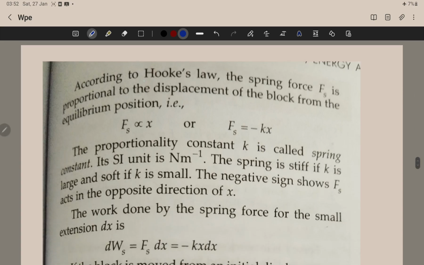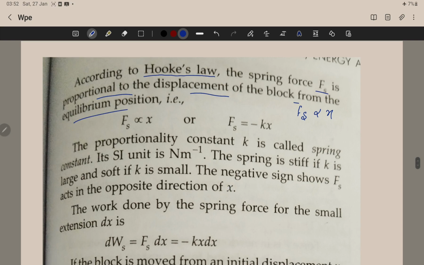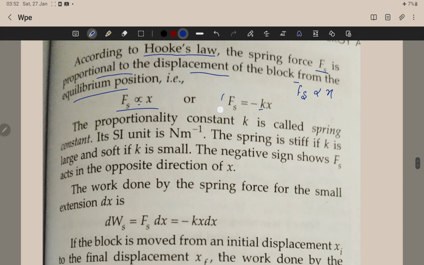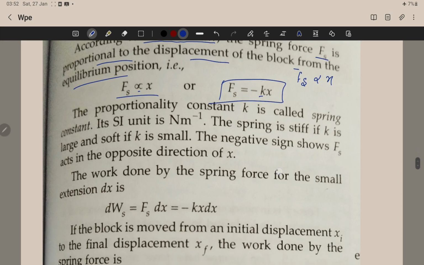Now let's apply Hooke's law. So what is Hooke's law? Hooke's law states that the spring force is directly proportional to displacement. So the spring force Fs is proportional to the displacement of the block from the equilibrium position. When we remove the proportionality sign, it becomes minus k. So spring force is equal to minus kx. The proportionality constant k is called the spring constant. Its SI unit is Newton per meter.